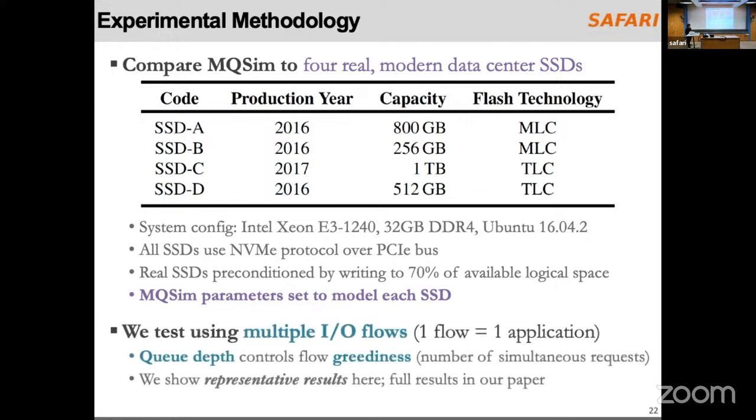So what we do is we test using multiple IO flows, as Mohammed mentioned. Here we basically look at handling concurrent workloads. And here one flow is basically one application. We also look at queue depth, which controls the flow greediness, or the number of simultaneous requests. So the higher the queue depth, the more intense the read or write operations will be. And here we show a few representative results.